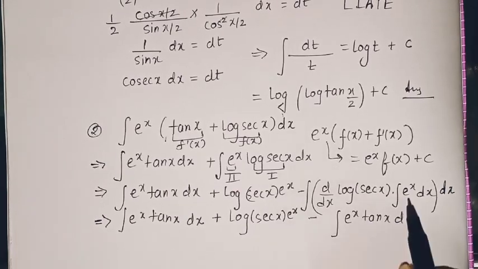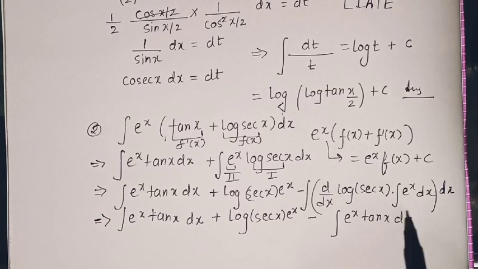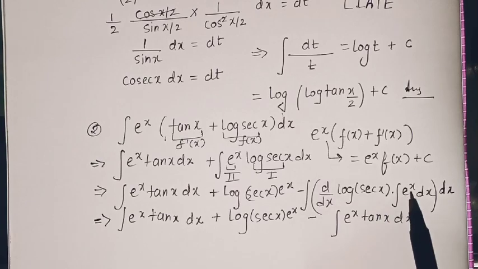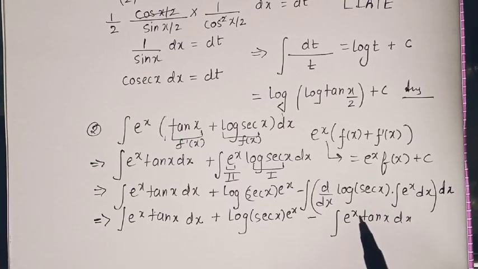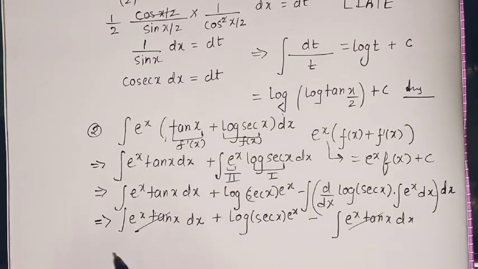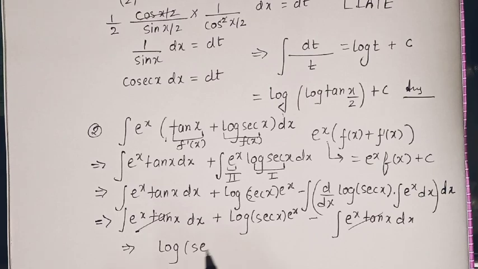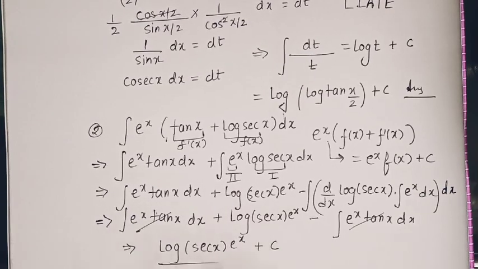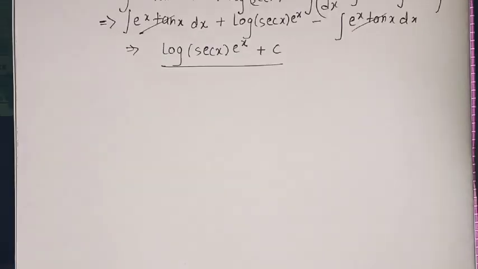After solving this, you people can solve this. First you have to differentiate log sec x, that comes out to be tan x, multiplied by integration of e to the power x, which is e to the power x. So that is what I wrote. This gets cancelled and the answer is log sec x into e to the power x plus c, the final answer. Let's move on to the third question.